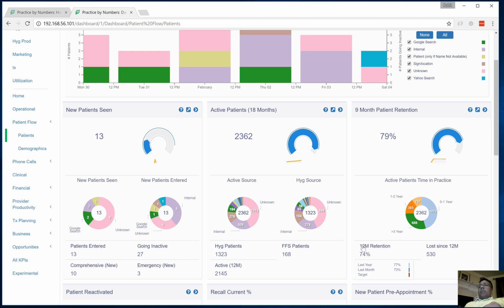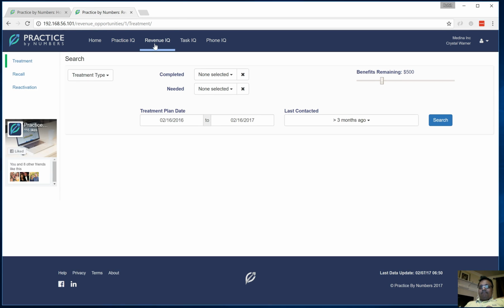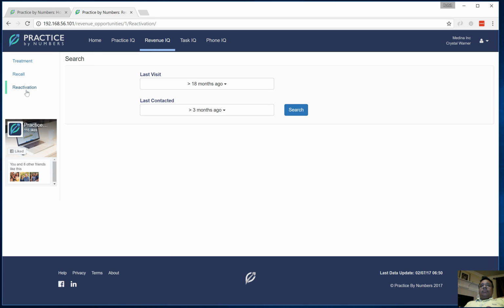Most practices do not implement a reactivation program because it's difficult. It's time consuming. And I'm going to show you how, within Practice by Numbers, it's easy. All right, so everybody who has Practice IQ gets Revenue IQ for free. Go into patient reactivation under Revenue IQ, and let's search for all patients that haven't been here for over 18 months.